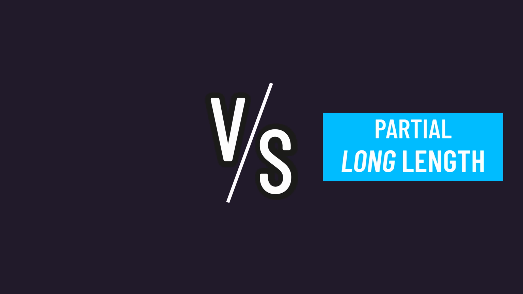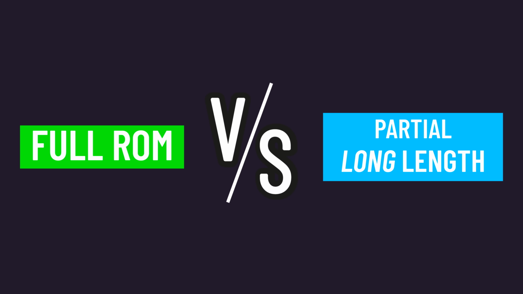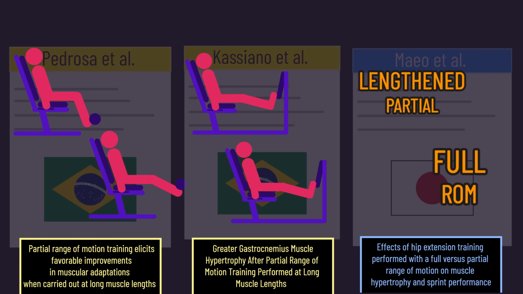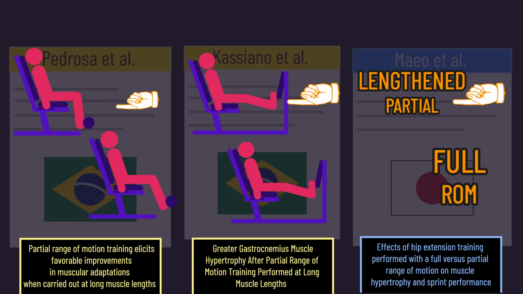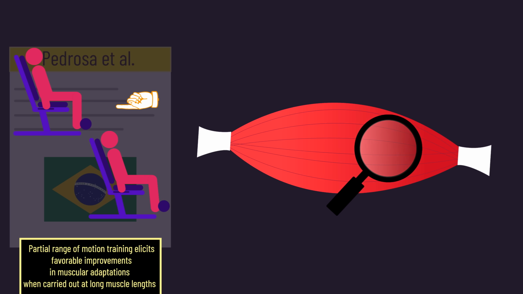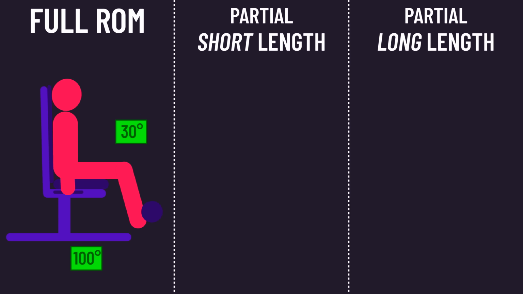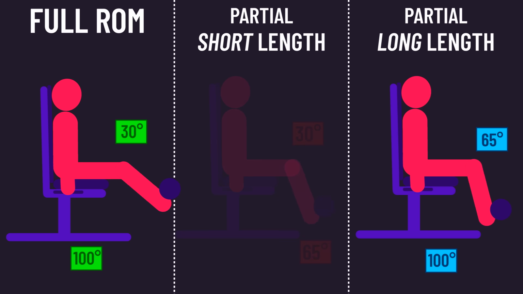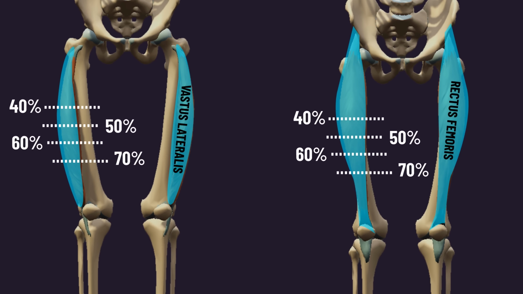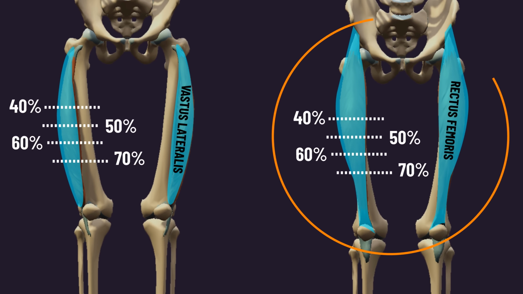Are there any differences between a partial at long length and full range of motion? We've mentioned previously at the House of Hypertrophy that 3 studies have compared them, and all of them fascinatingly find overall more hypertrophy with partials at long lengths, but only one examined growth across different muscle regions. This paper involved training the leg extension with either a full range of motion, partial at long length, and partial at short length. And growth was measured across 4 regions of the vastus lateralis and rectus femoris.